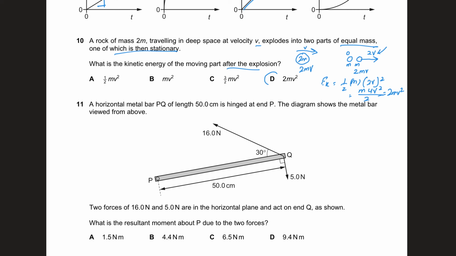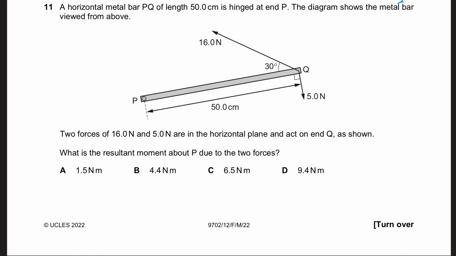That is option D. Question 11 says, a horizontal metal bar PQ of length 50 centimeters is hinged at P. The diagram shows the metal bar viewed from above. Two forces of 16 newtons and 5 newtons are in the horizontal plane and act on end Q as shown. What is the resultant moment about P due to the two forces?